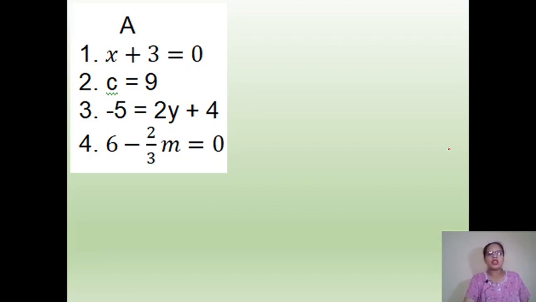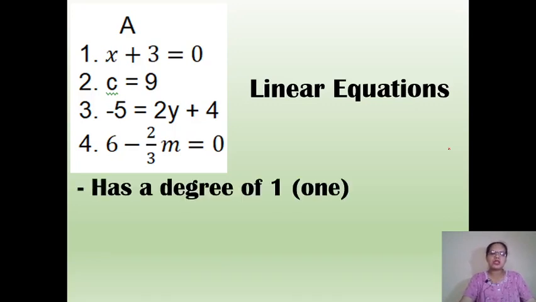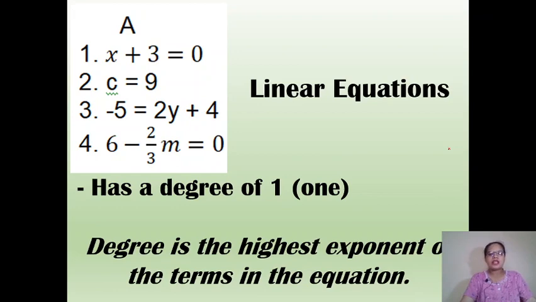So take a look. Now, as I've said earlier, you were already introduced with these equations, and we call them linear equations. Why are they linear equations? It's because each equation has a degree of 1. When we talk about degree, that's the highest exponent of the terms in the equation. Meaning, for the given variable in each equation, wala ka ng ibang makikitang exponent. Pag sinabi exponent, yun yung number sa taas ng variable. Wala ka ng ibang makikita exponent other than 1.